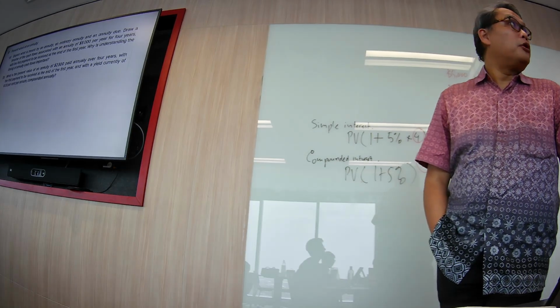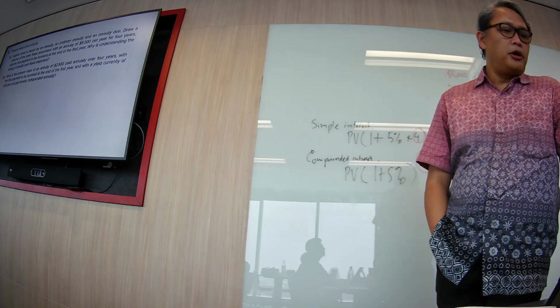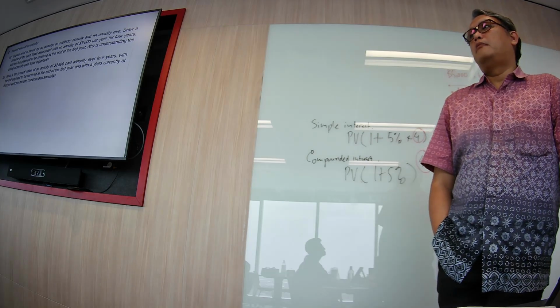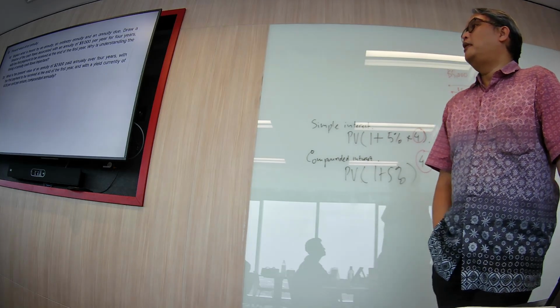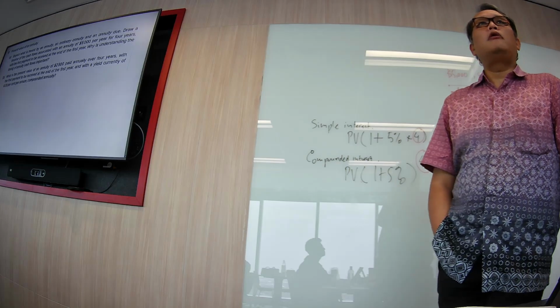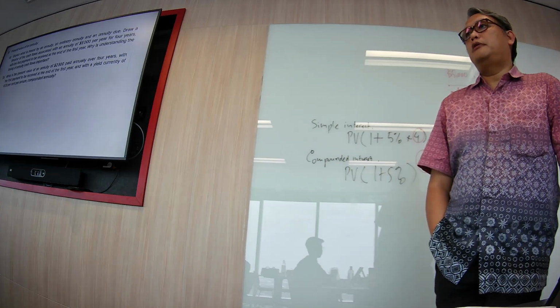Now you can answer the point A, you can find the point B. Point B is essentially present value of compounding interest. Right?